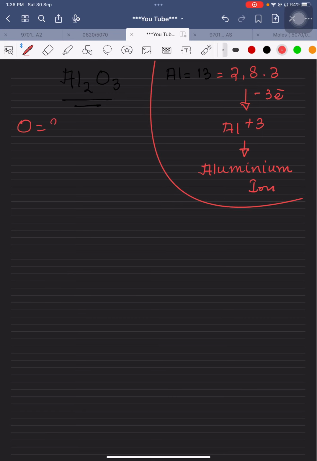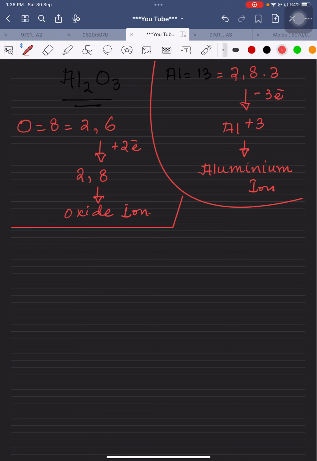Oxygen is 2, 6. Okay, so it is going to gain 2 electrons, as a result 2, 8, and that is called the oxide ion. Guys, pay attention perfectly here. It is a little bit attention demanding. It is expecting more attention from your side.